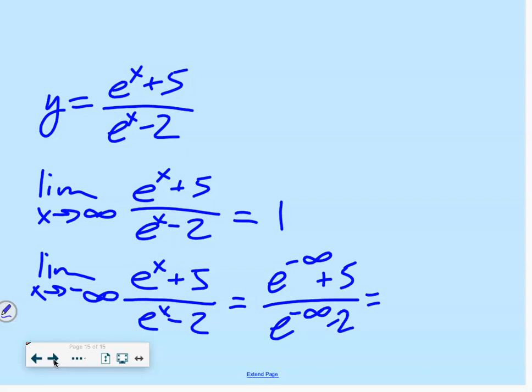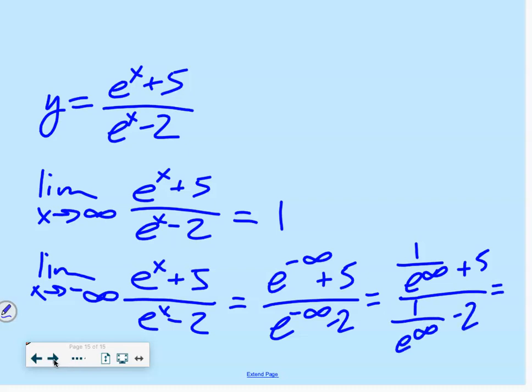e to the negative infinity, that's 1 over e to the infinity. Negative exponent, you flip. What's this limit? Oh, whoops, I wrote limit. Oh no, I'm plugging in. I'm okay. Gosh, I almost dropped the negative. Negative 5 halves. 2 horizontal asymptotes. Whoa.